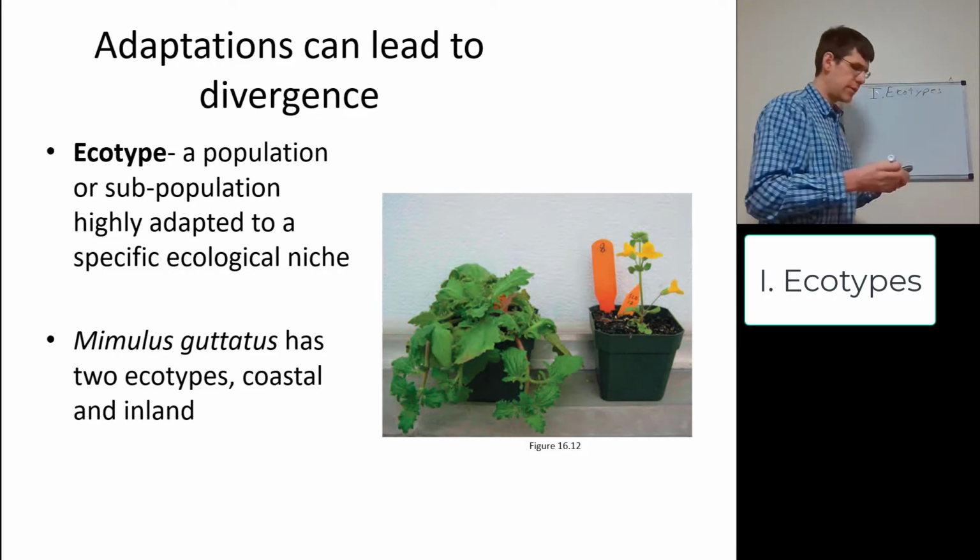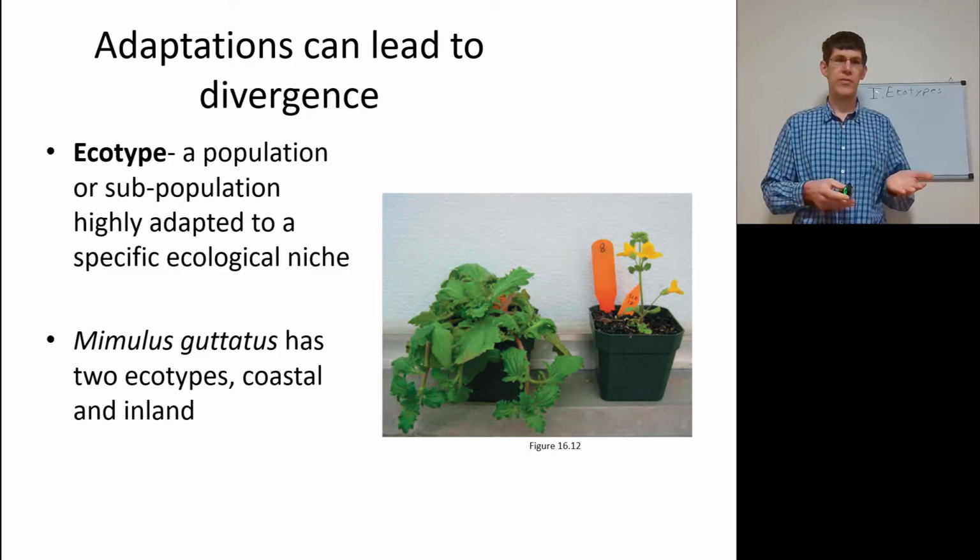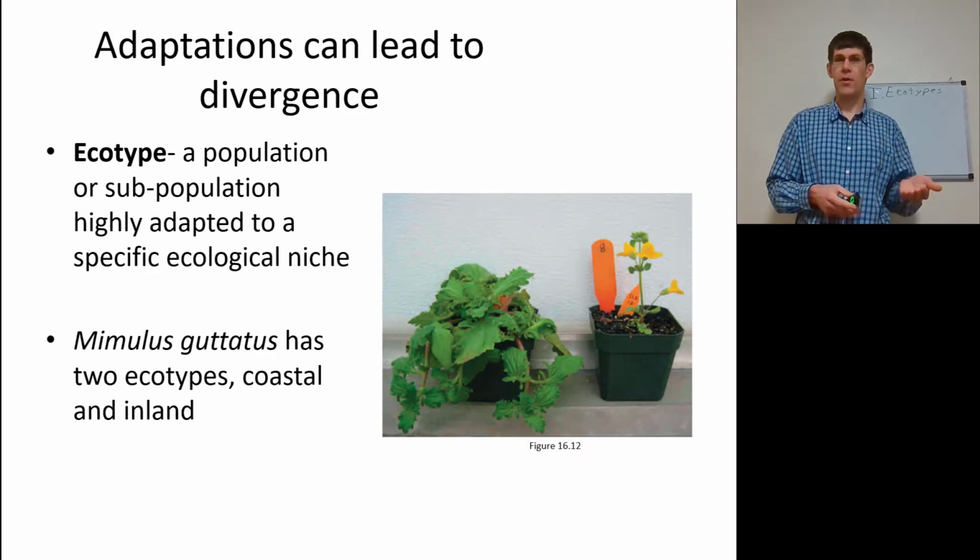There are two different ecotypes of Douglas fir, for example, one of which lives in the Pacific Northwest, west of the Cascade Mountains, and one of which is going to actually be found in the Rocky Mountains. So these two different types of Douglas fir are adapted to very different amounts of rainfall, very different amounts of snowfall, very different amounts of wind.